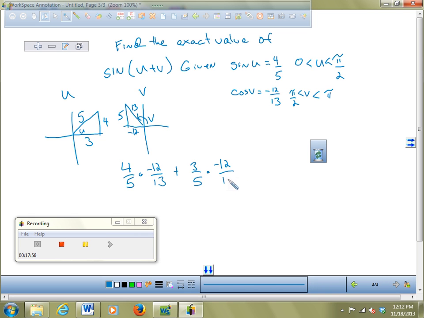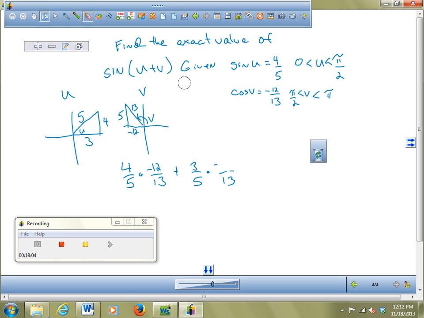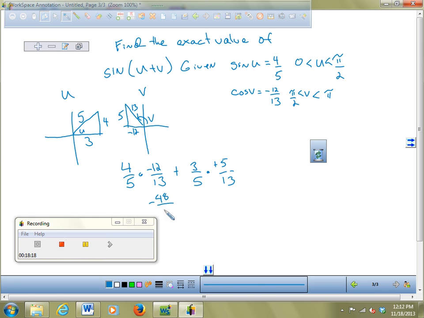Sine of v. Oops, you're right. That'd be 5 over 13. So that'd be positive 5 over 13, because this is positive in the second quadrant, this is negative. And then you just do the math. That's negative 48 over 65, plus 15 over 65, which comes out to be negative 33 over 65. And that's your final answer. That's all there is to it.